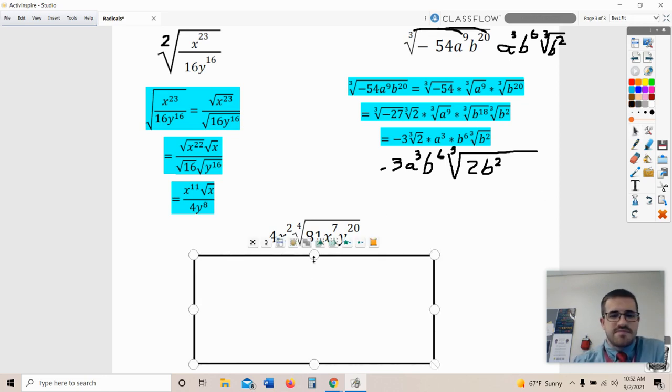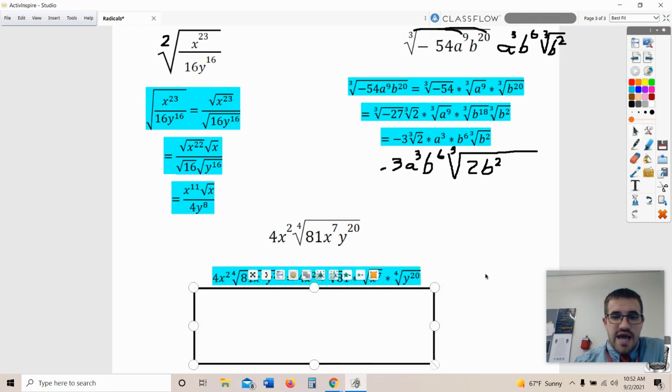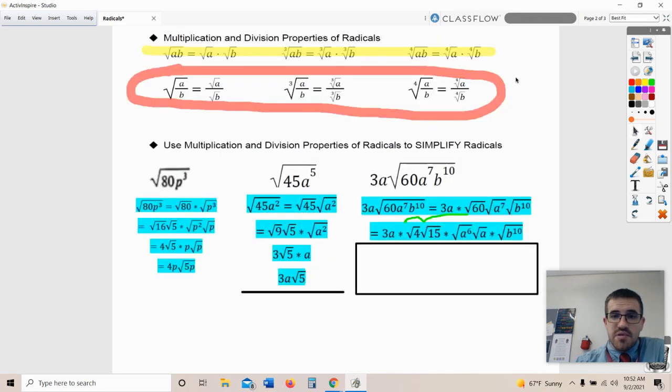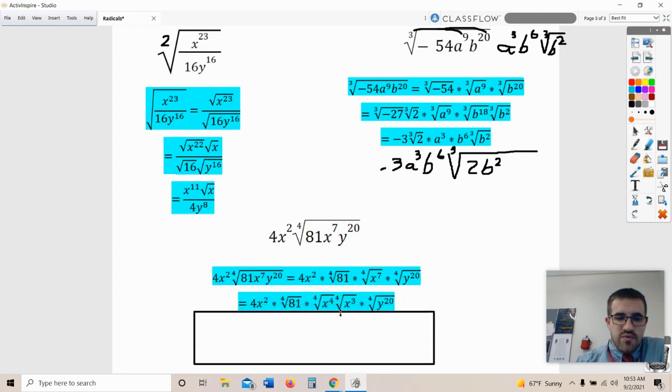All right, welcome back. So we can rewrite this as 4x squared times the fourth root of 81 times the fourth root of x to the 7th times the fourth root of y to the 20th. Because this applies, again, right up here, the fourth root can be broken down just like the square root and the cube root. So we keep the 4x squared with us, and we're trying to find what times itself 4 times gives us 81.